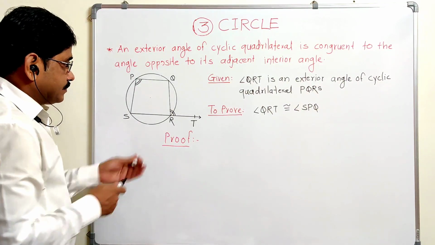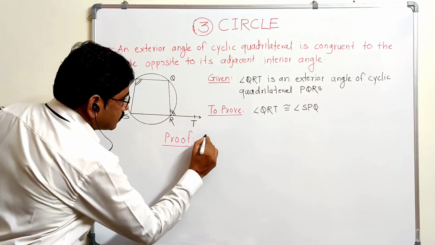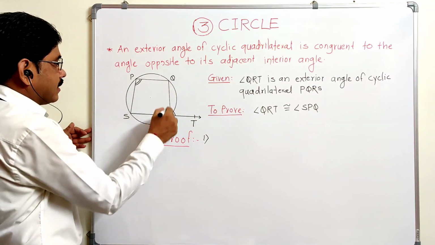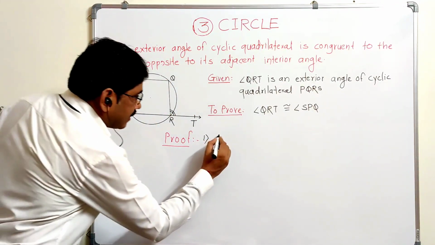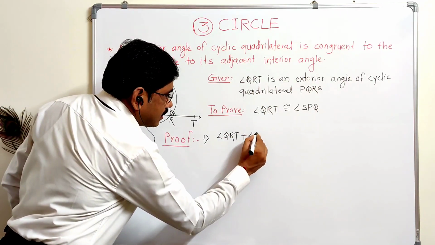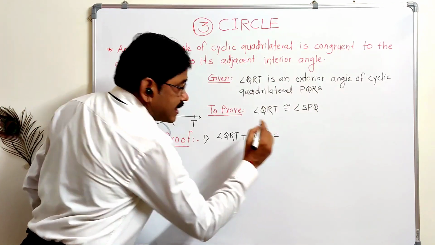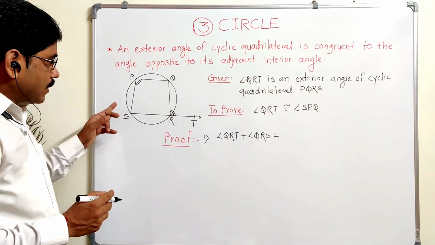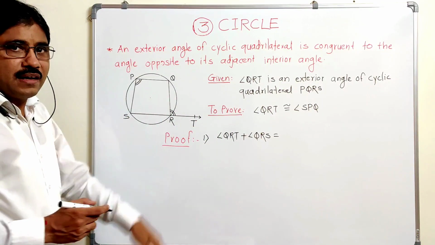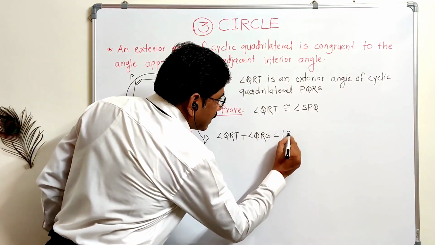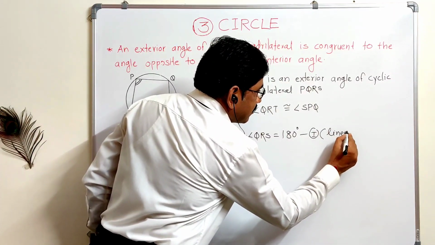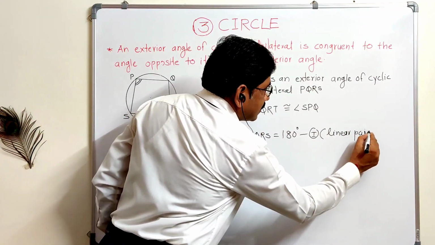First step, if we see angle QRT and angle QRS, this sum of QRT and QRS is on line ST, a straight line, so they form a linear pair. So this is 180 degrees, let it be 1, and the reason is linear pair.